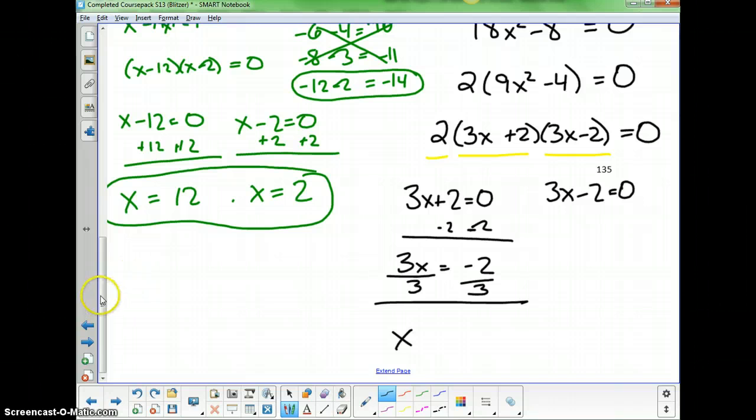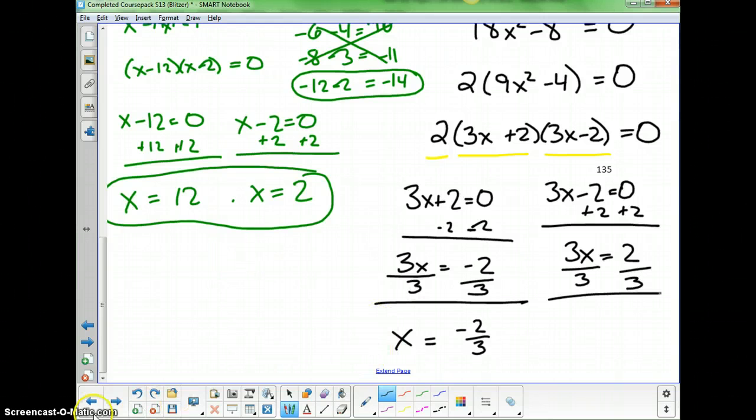So our results, just a summary right here, our results from that example show that a quadratic equation in one variable has either two real numbered solutions, one real numbered solution, or no real numbered solutions. Those are the three possible things that can happen.